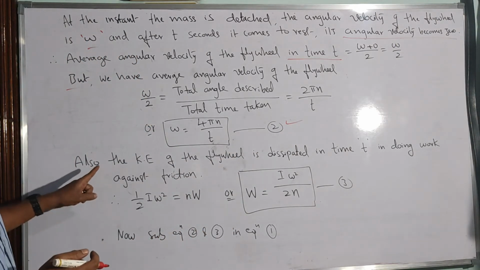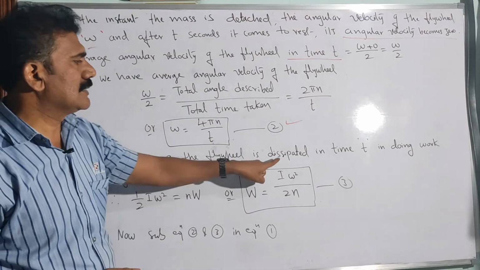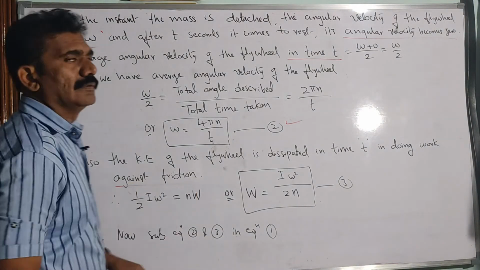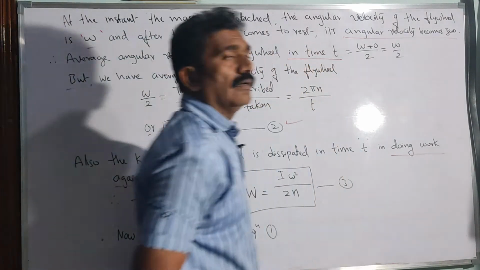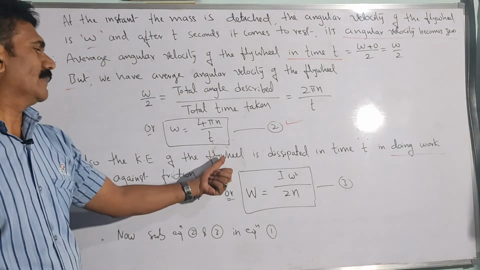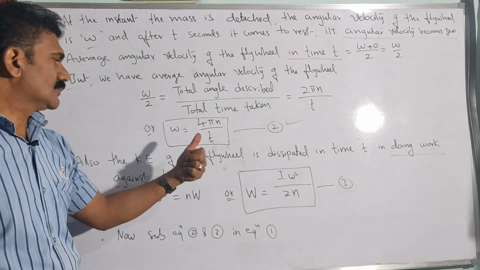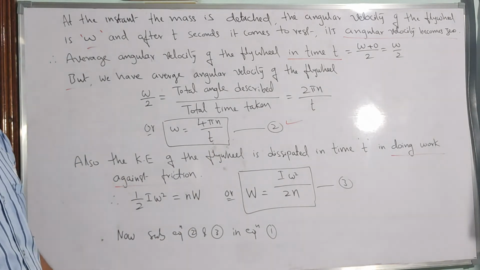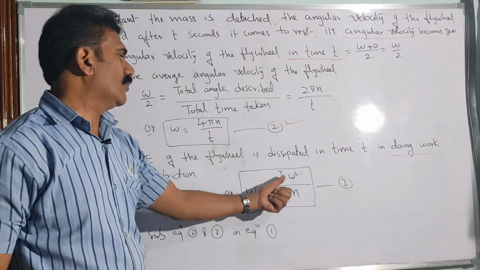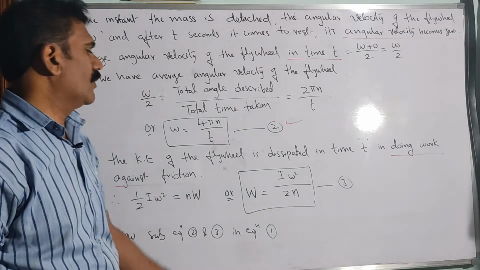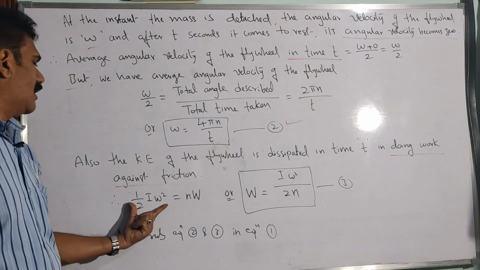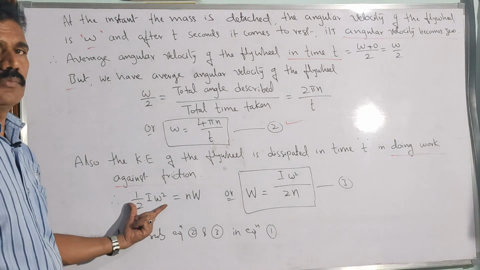Now you know that the kinetic energy of the flywheel is dissipated in time t doing work against the friction. Whatever the work done against the friction is because of the kinetic energy of the flywheel which is dissipated. So you can compare that the total work done dissipated against the friction, W, is equal to I omega square by 2n now. How is it obtained? Because you can equate it to the kinetic energy equation, I omega square, in terms of moment of inertia.